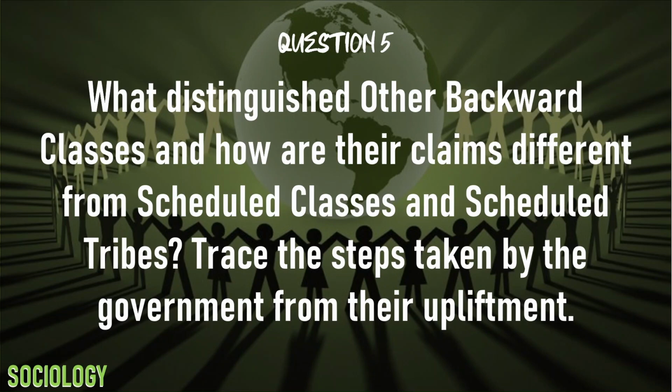Fifth question: what distinguished other backward classes, and how are their claims different from scheduled castes and scheduled tribes? Trace the steps taken by the government for their upliftment. So this question includes three parts.